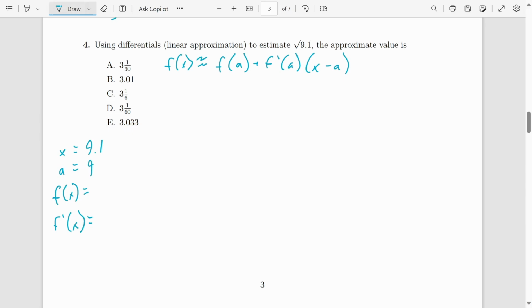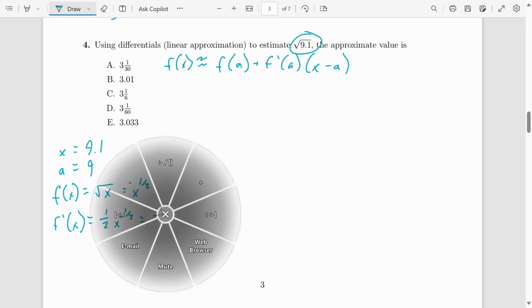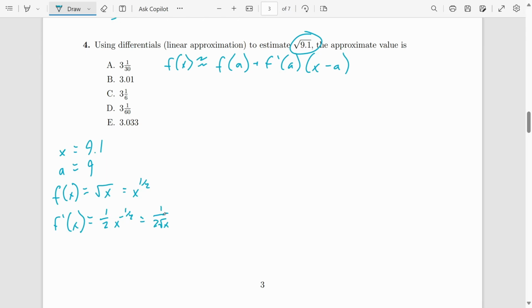So a equals 9. Now, our f of x, that's just the original problem, but with an x instead of the 9.1. So that's just going to be the square root of x. And then our f prime of x, that's just f of x's derivative. So if f of x is equal to x to the 1/2 power, that means f prime of x is 1/2 times x to the negative 1/2, which is just equal to 1 over 2 times the square root of x. So there we go. We have all 4 of those.